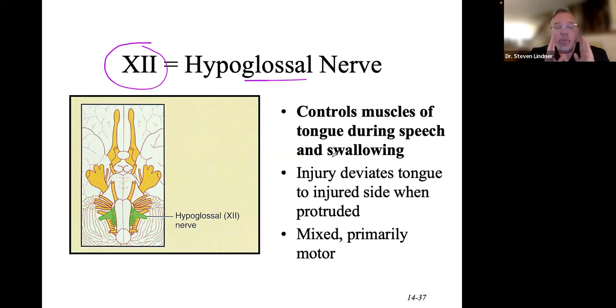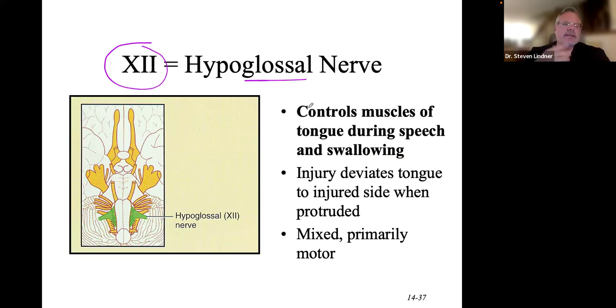When we have someone stick out their tongue, this tongue should be able to go right down the center. If it deviates to one side or the other, then there is injury to the medulla, because that's where the hypoglossal nerve originates. Injury is going to deviate the tongue to the weak side, to the injured side when protruded.